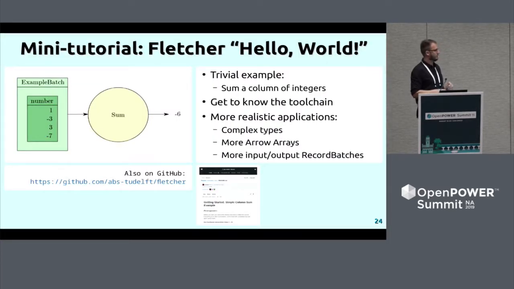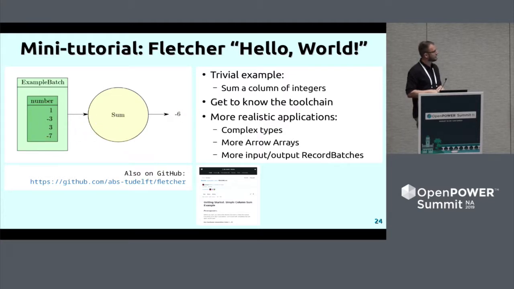So just to show you how easy it is now, it might get easier later. Just a little mini tutorial, like our Hello World example. It's a relatively trivial example. It just sums a column of integers. So here we have some integers. We have a really easy record batch. There's only one array, just some integers here, and then we just want to sum it and get this result out.